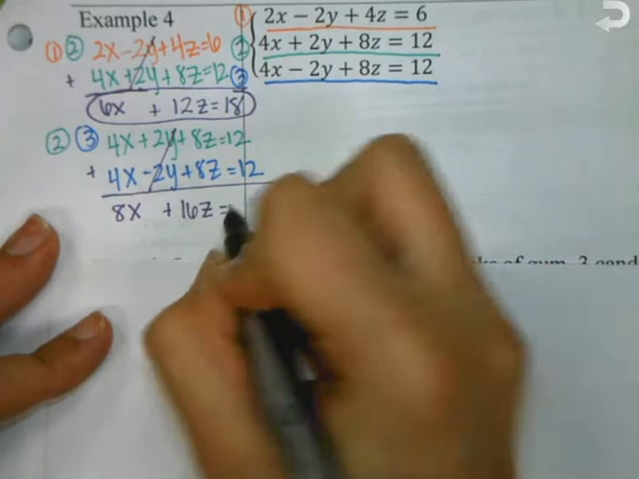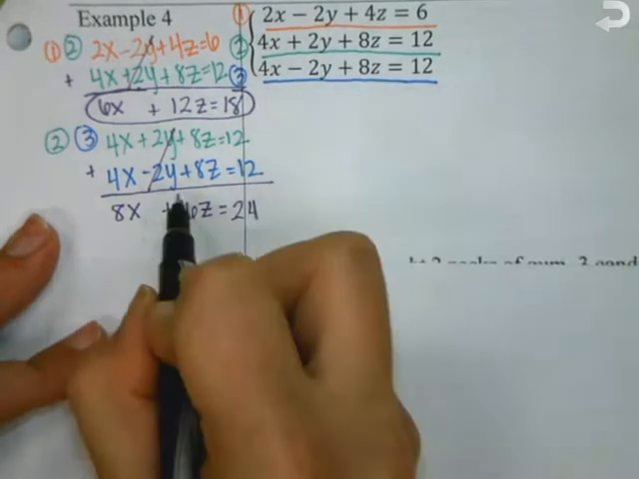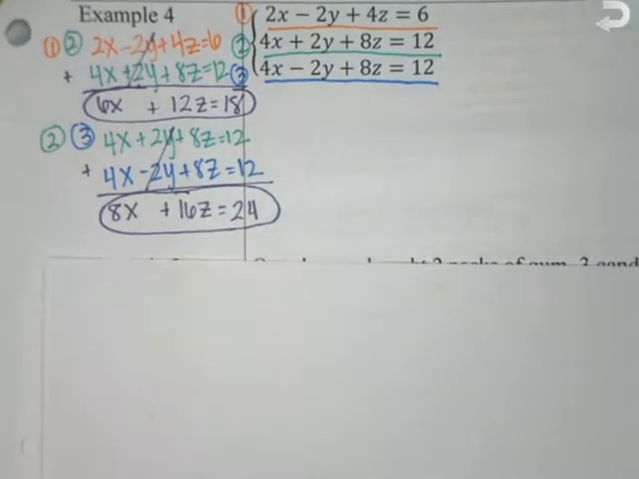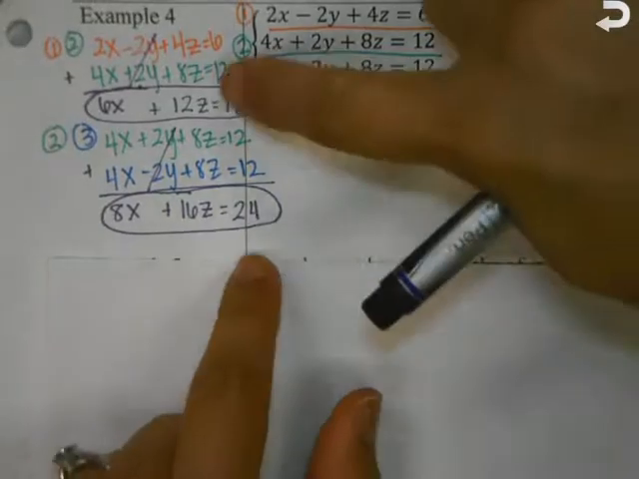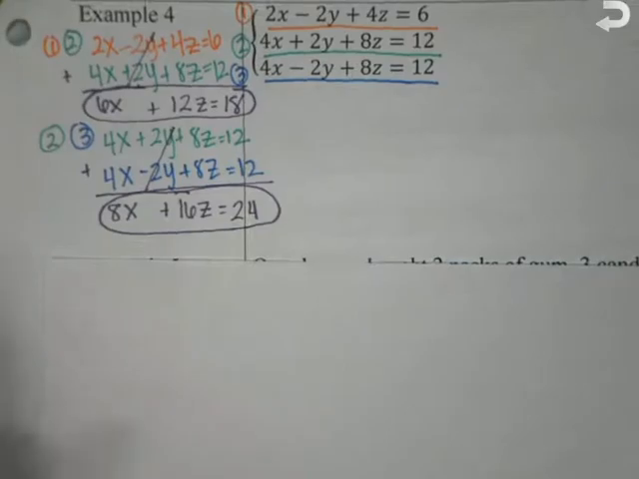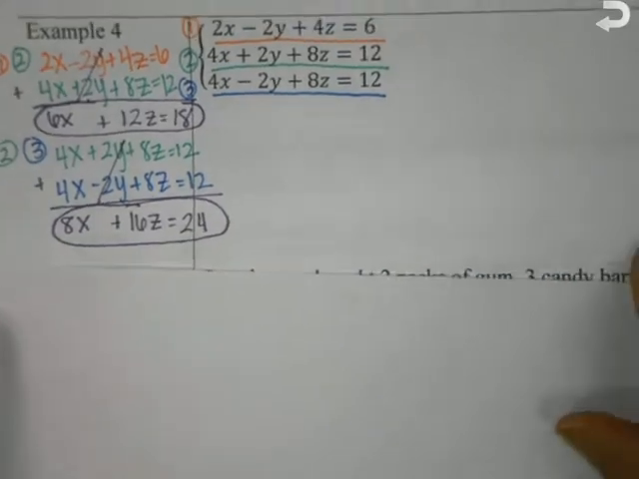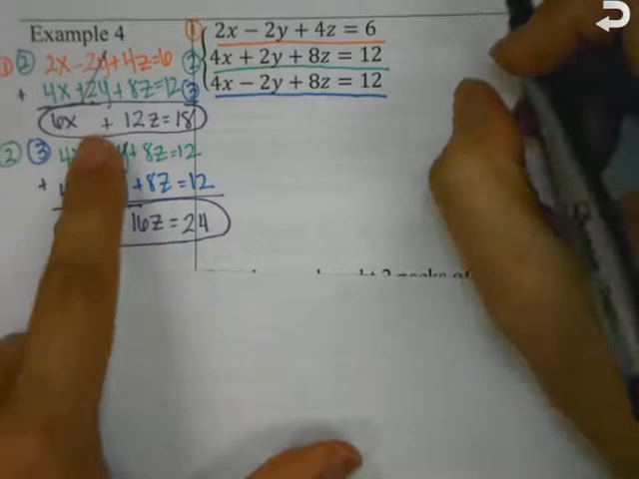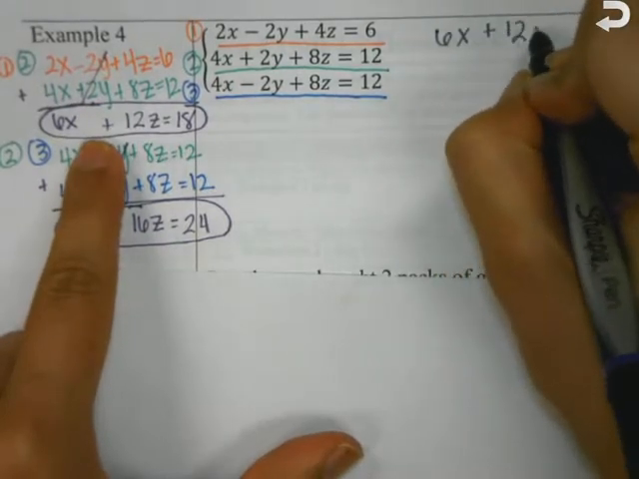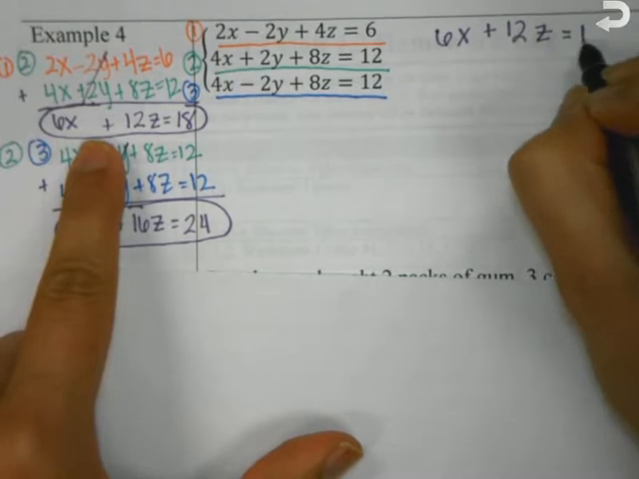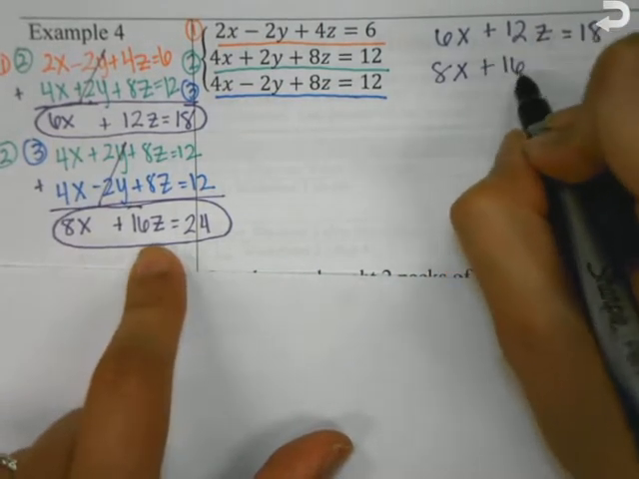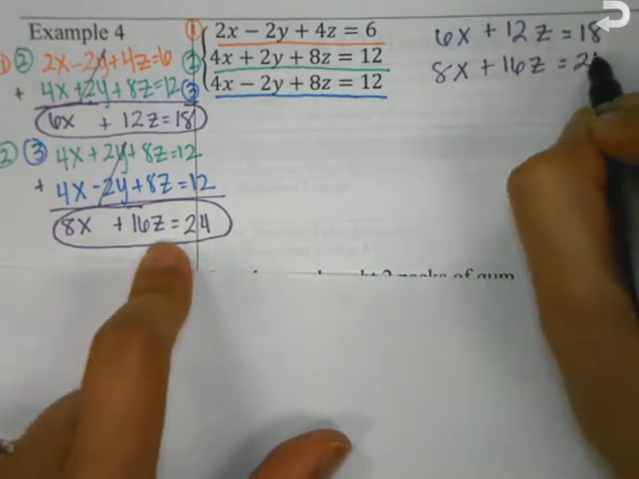Okay, so now I have x's and z's only in the purple. So let's pair those together. So step 3, we're going to pair these two together. So I'm going to do it up here. 6x plus 12z equals 18. 8x plus 16z equals 24. Okay, so let's look at these.